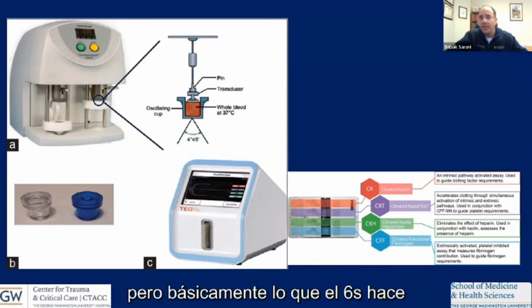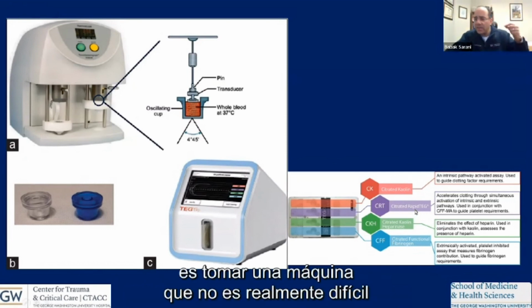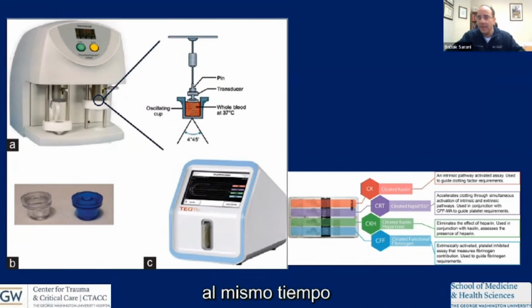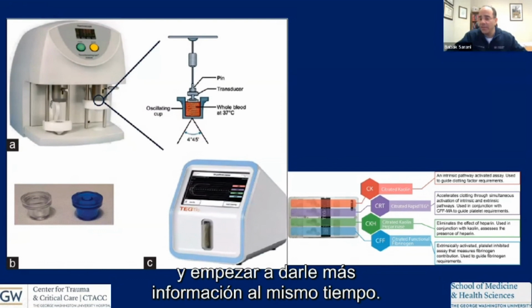But basically what the 6S does is it takes a machine that really is difficult to use, that lives mostly in the laboratory, and makes it easier, automatic, and faster because it's going to run all the tests at the same time and start giving you information at the same time.